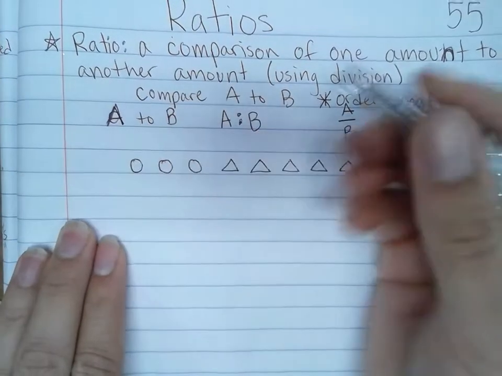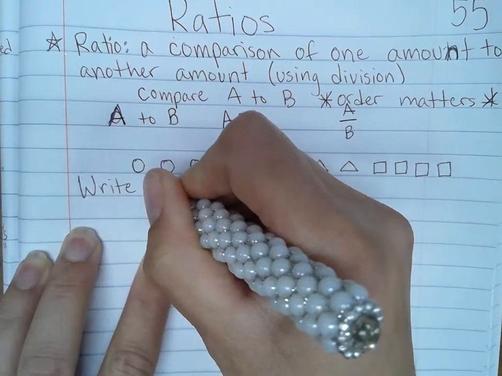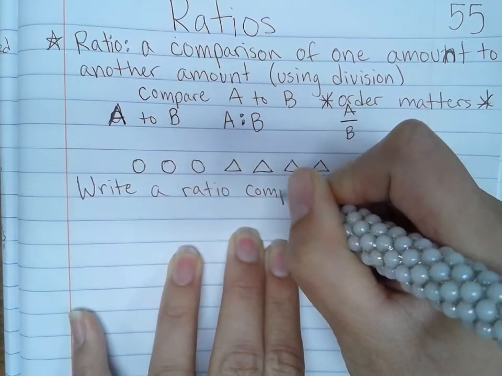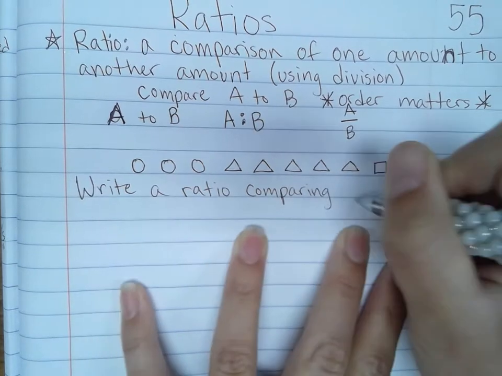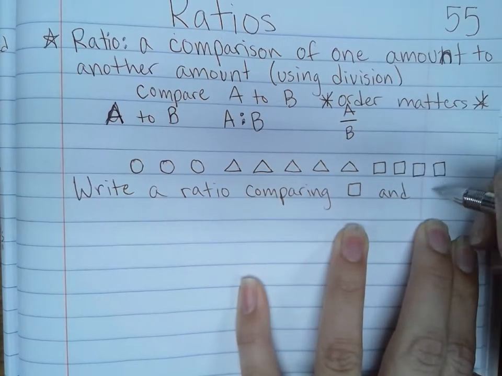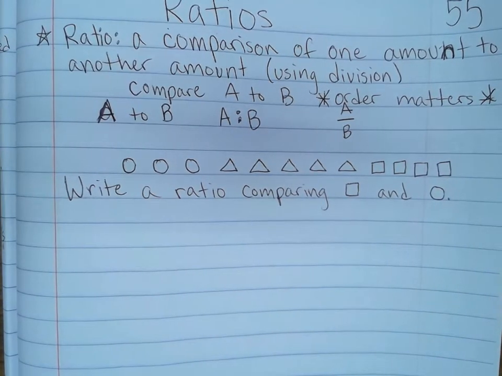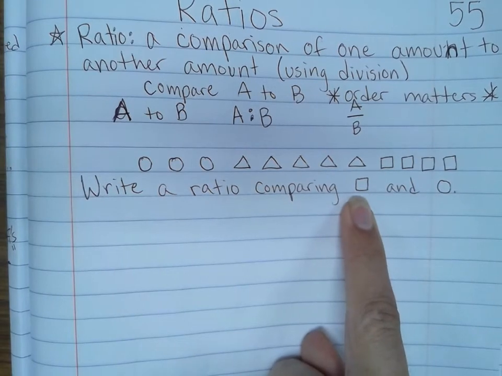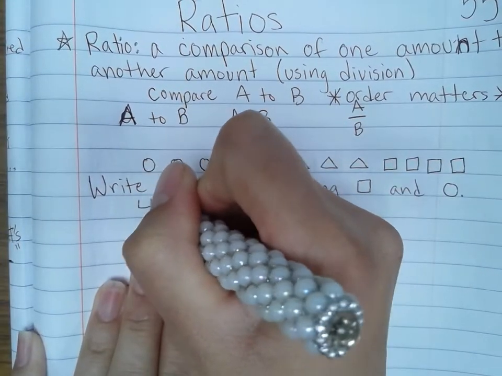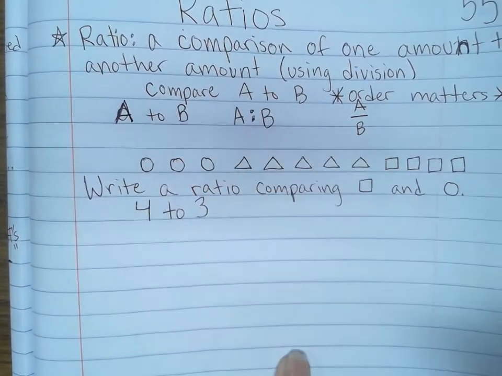So if I want you to write a ratio, so let's write this down, write a ratio comparing squares and circles. So looking at what I have, we're going to write it all three ways. The first thing listed is the first number I need to write. So squares, how many represent squares? Well, there's four squares. So I would write it four. How many circles do you see? Three. So the ratio would be four to three.